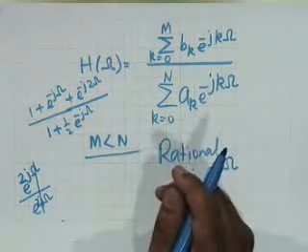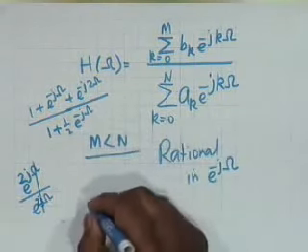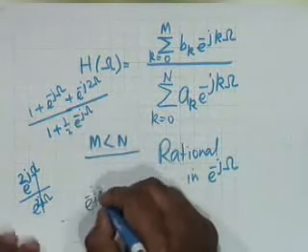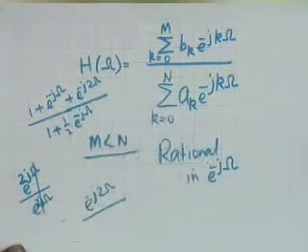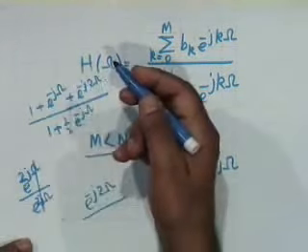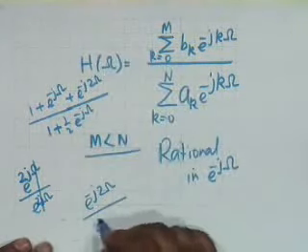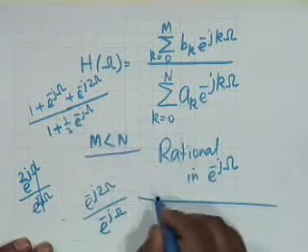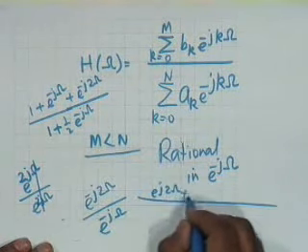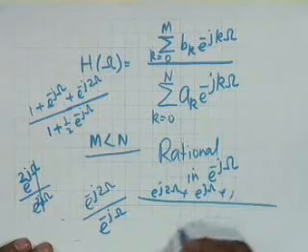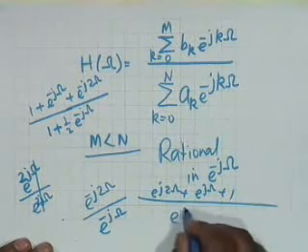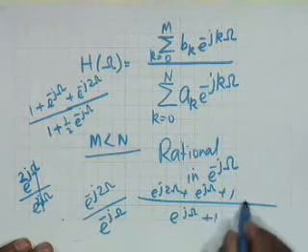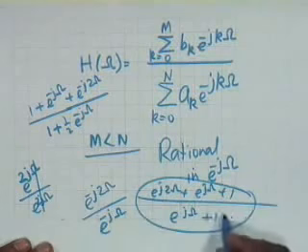Let's do it. We take e to the minus j 2 omega common out of the numerator, and e to the minus j omega common out of the denominator. Then I get e to the j 2 omega plus e to the j omega plus 1, and in the denominator I get e to the j omega plus half.